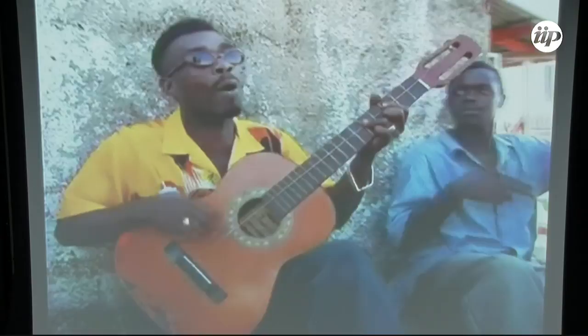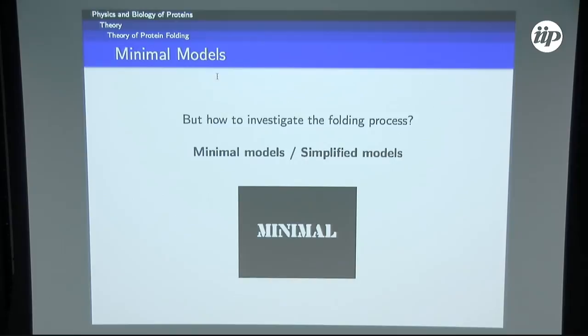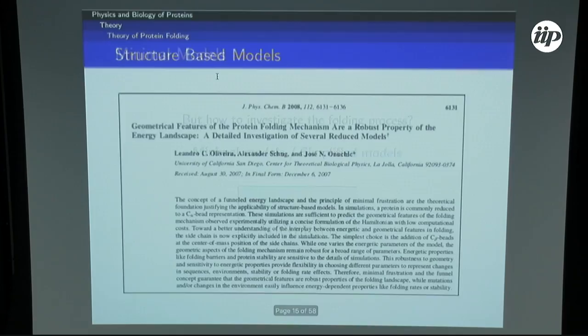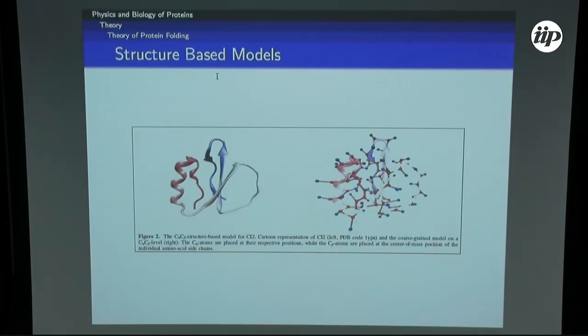So, I think this is a good representation of a minimal model, because this is a minimal guitar, and what we are looking for in our systems is the minimal information necessary to do the prediction or the mechanism of folding. This is one publication just to illustrate the minimal model.